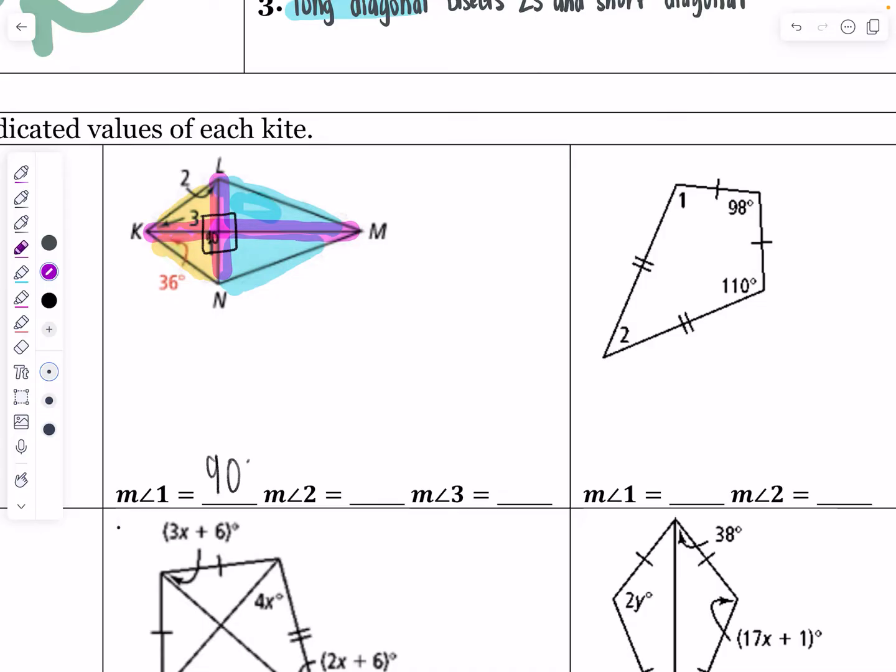If this little piece is 36 in this little yellow right triangle, that means that the other side is also going to be 36, because that long diagonal is going to bisect that angle. And so how do I find angle 2? It's going to be 180 degrees minus 36 minus 90. 180 minus 36 minus 90 is going to give me 54 degrees for angle 2, and I could also copy that here, 54 degrees, since those yellow triangles are congruent. So angle 2 is 54 degrees, and then we said that angle 3 was 36 degrees.